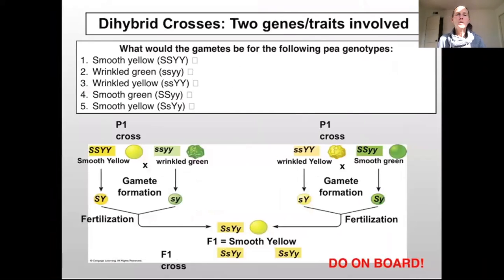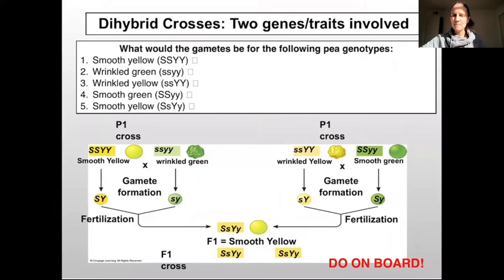All right, so that was all about monohybrid crosses, looking at a single trait. Now we're going to delve into dihybrid crosses, two genes or two traits involved.